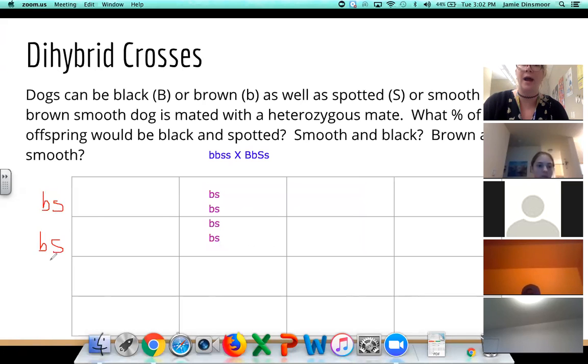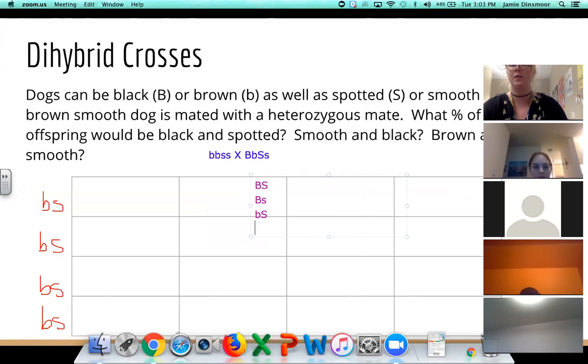Now, they're actually giving an allele for each trait. Because remember, you don't want to just give one gene and completely ignore the other one. Okay, what about our second dog? What potential gametes could our second dog produce? Well, we could have a big B and a big S. We could have a big B and a little s. We could have a little b and a big S. Or we could have a little b and a little s.